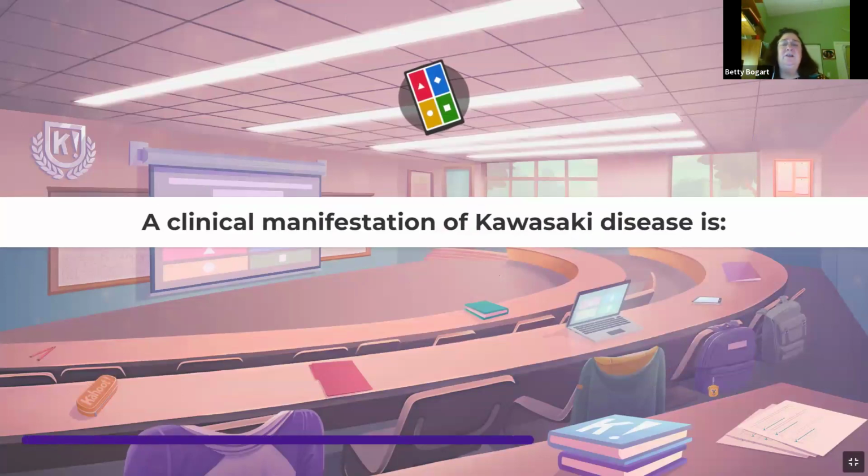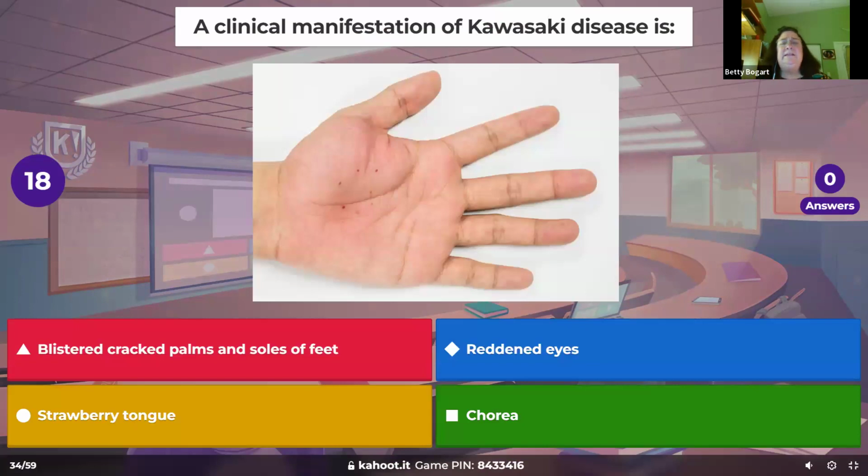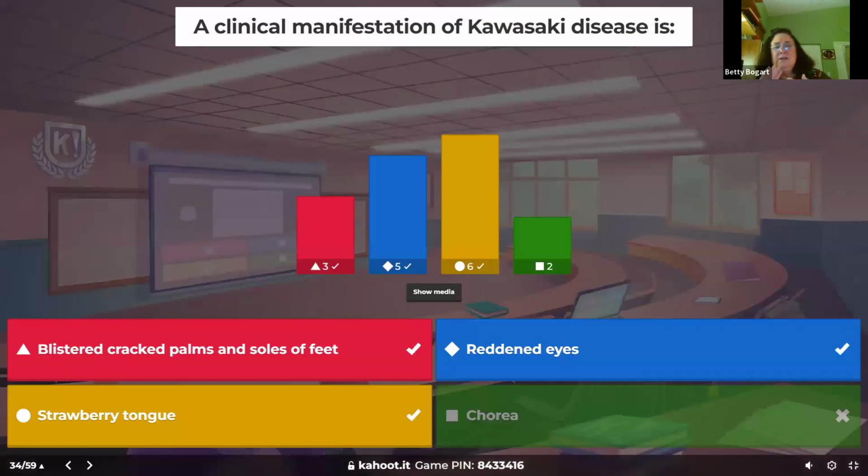A clinical manifestation of Kawasaki disease is what? What do you see? So one of the things you'll see is either blistered or peeling skin on the hands, on the palms and the soles of the feet. That's one thing they might see. But the eyes, the strawberry tongue, you might see the rash. These are things that are specific to Kawasaki. Chorea is rheumatic fever.